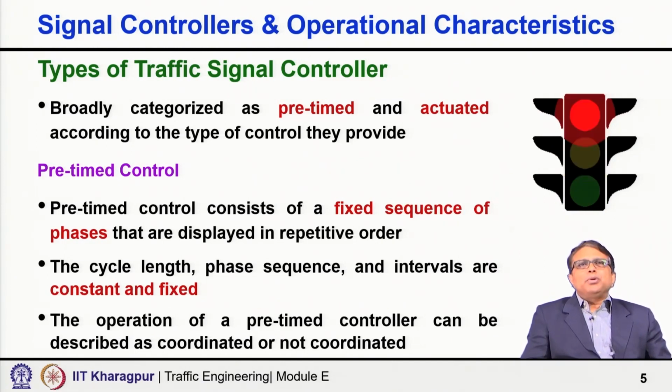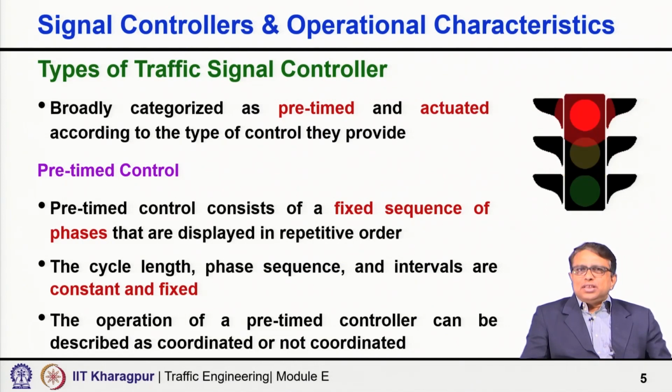First, type of signal controllers. Broadly, signal controllers may be classified as pre-timed and actuated according to the type of control they provide. So, two broad categorizations, one called pre-timed, another called actuated. What is pre-timed control?